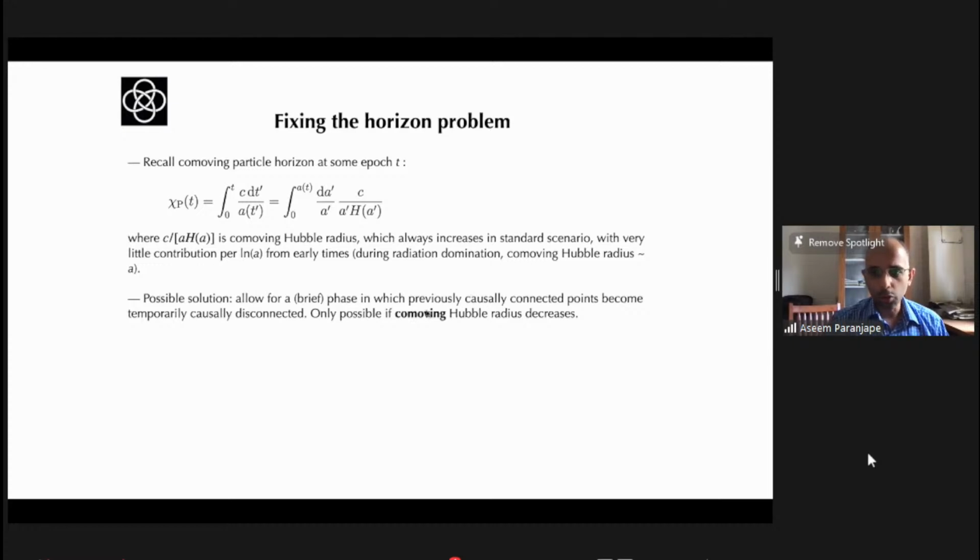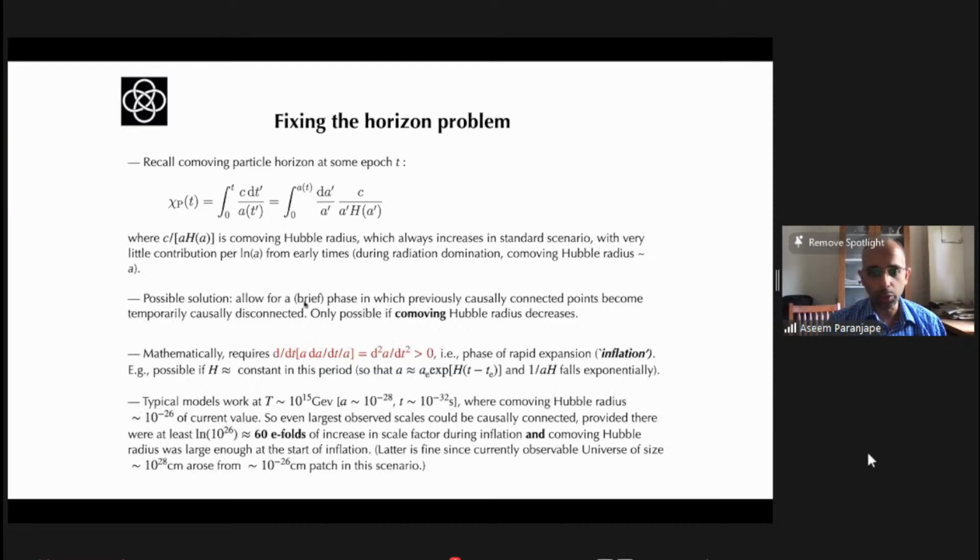Okay. So we want this c by aH to decrease as a function of time for a short time, and thereafter it can go into its increasing phase, starting from a total integral which is already built up to a large amount, and then you can go ahead from there. Okay, so how should one set this up?